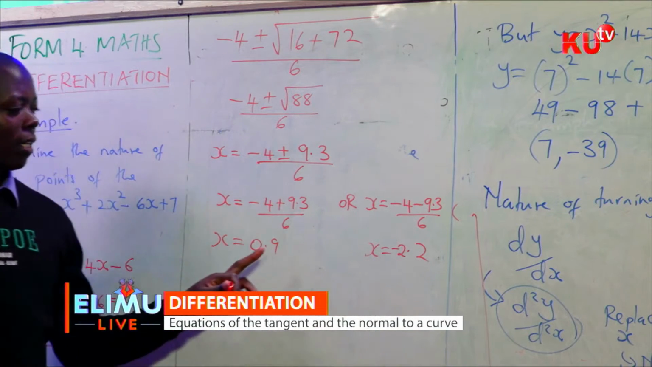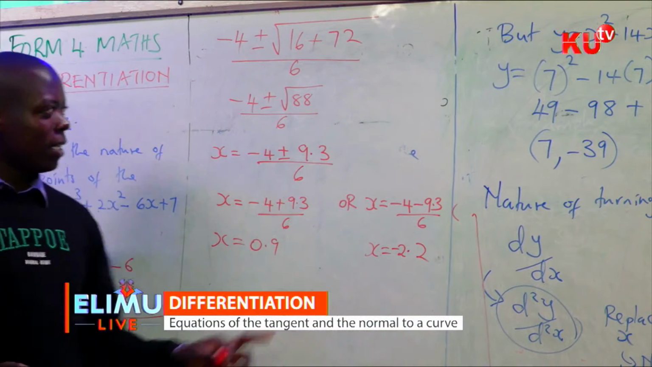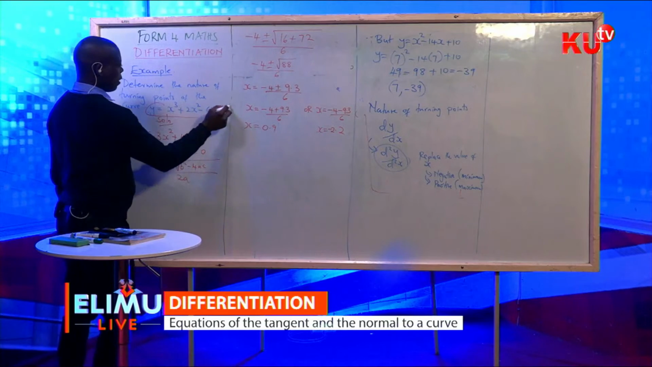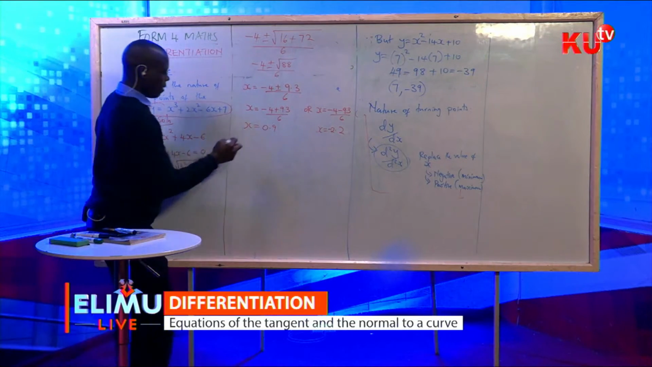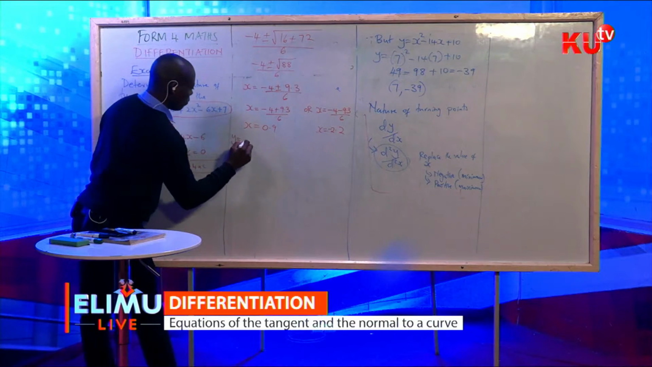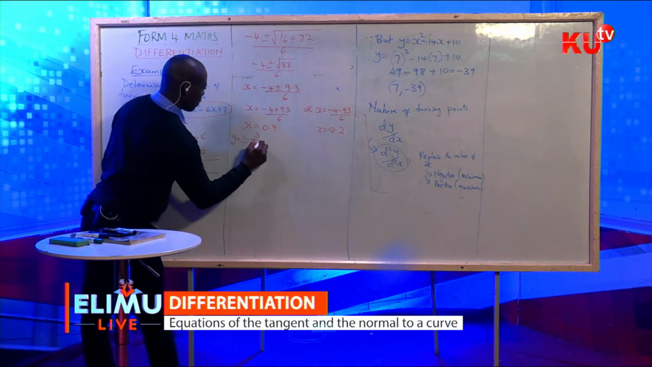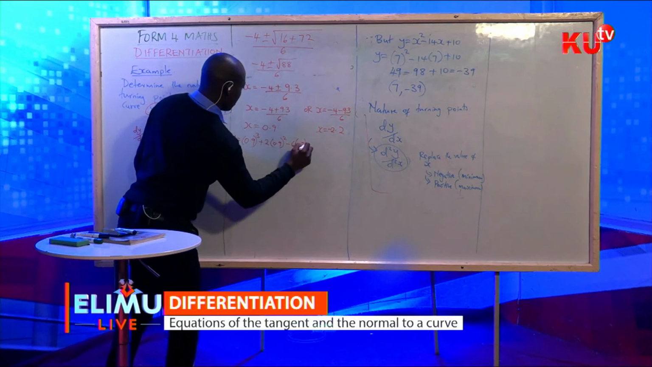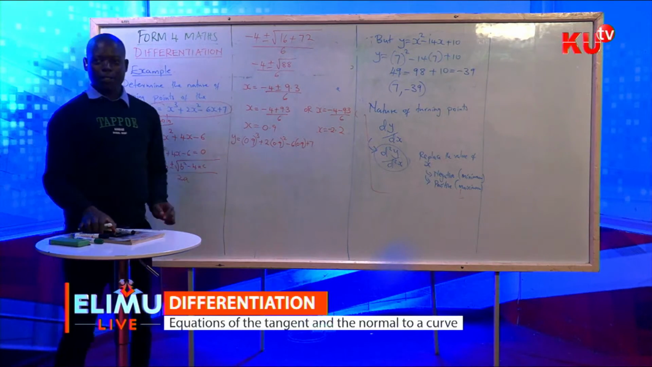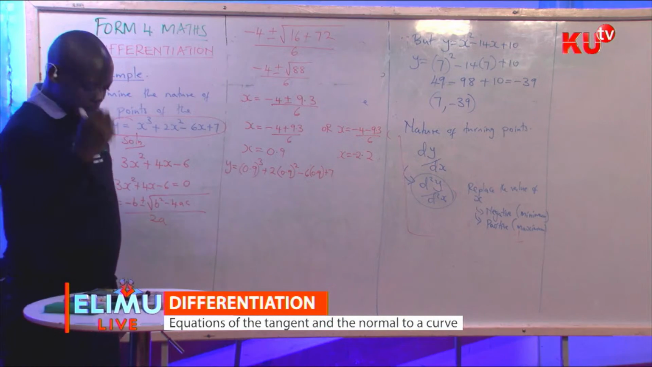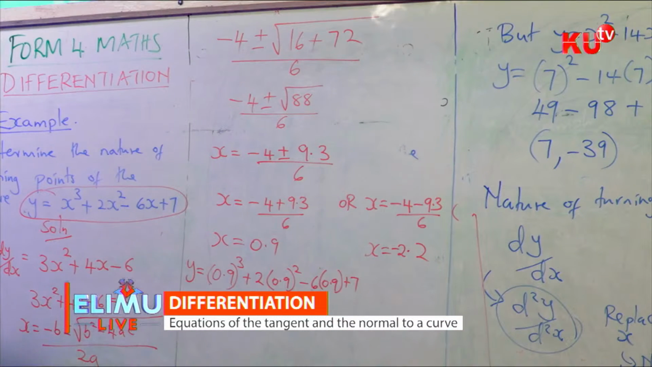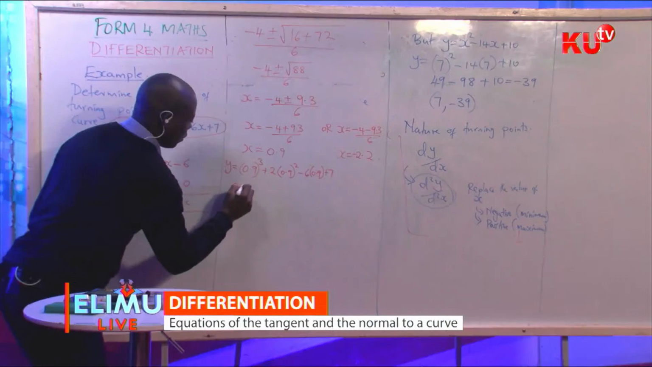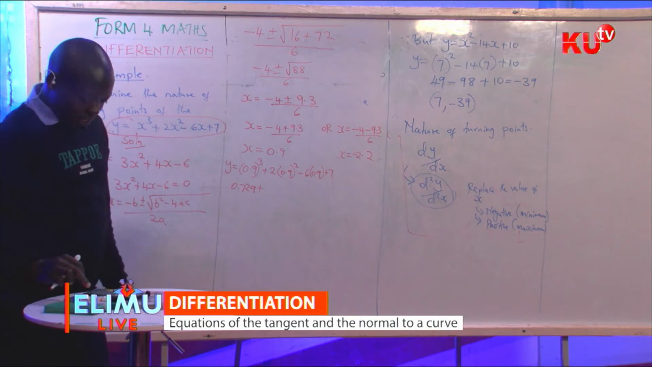But these are not complete points. So, students, we replace them in the function for y to get y. In this first case, y will be equal to x cubed, that will be 0.9 cubed, plus twice into 0.9 squared, less 6 into 0.9, add 7. Students, again, let's take our calculators and do the substitution. We have 0.9 cubed, then we have 0.729 plus 0.9 squared times 2.